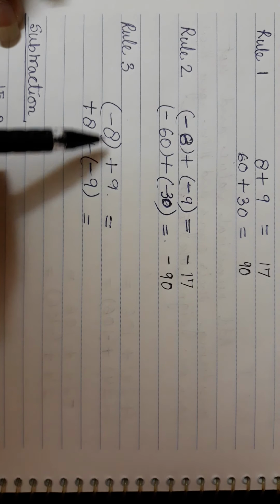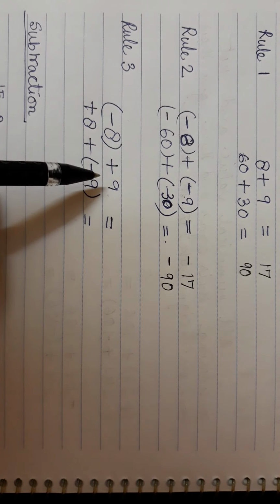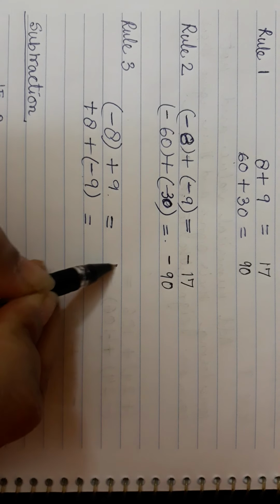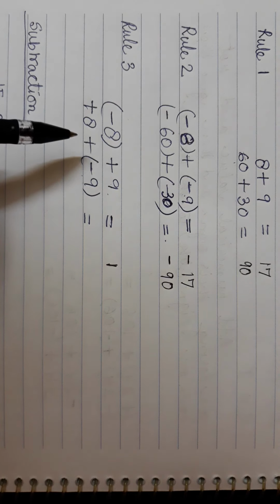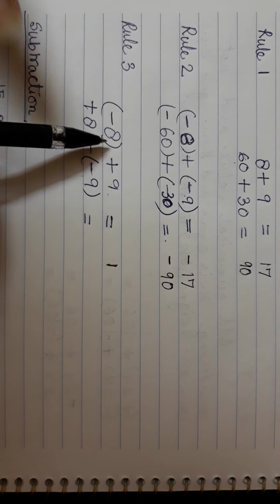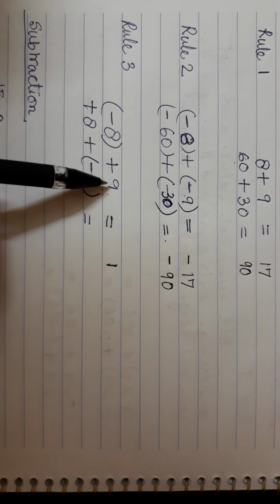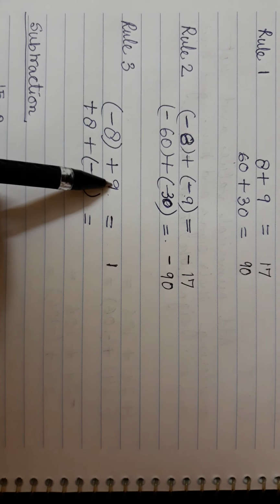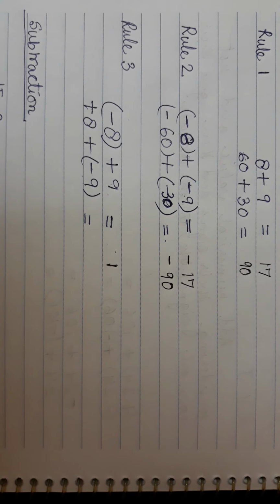So we find the difference. What do we get here? 9 minus 8. So it gives you 1. Then after doing this, we give the sign of the integer with more numerical value in the answer. So which integer has a more numerical value? 9, and 9 is positive, so my answer is positive. Whether I write a plus sign here or not, my answer remains the same.